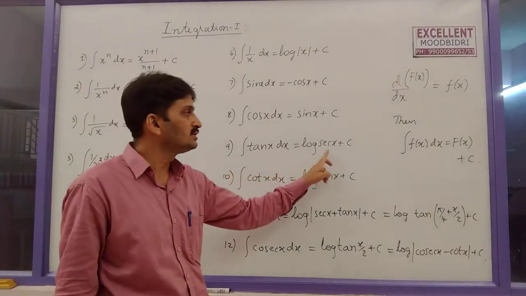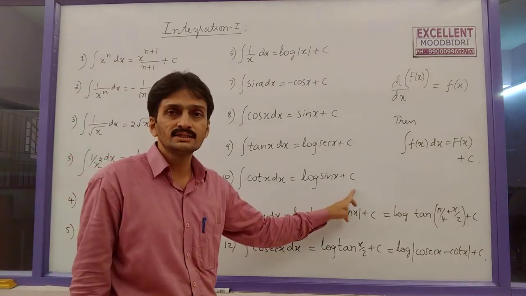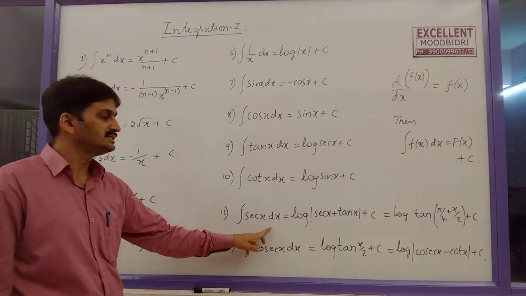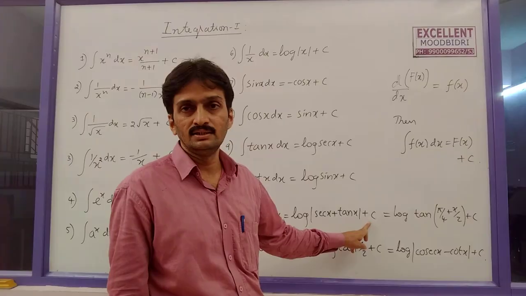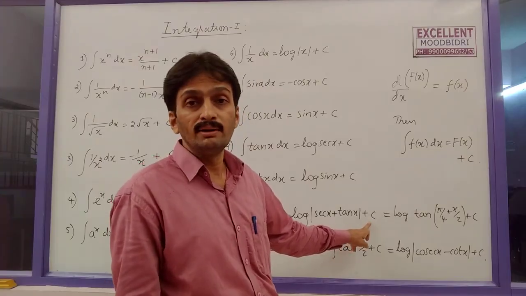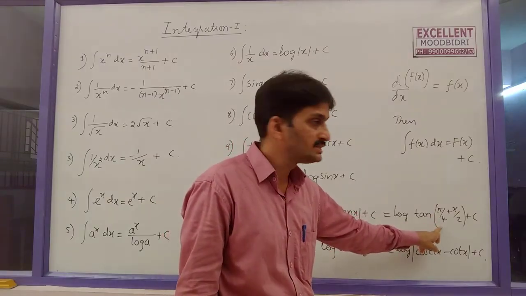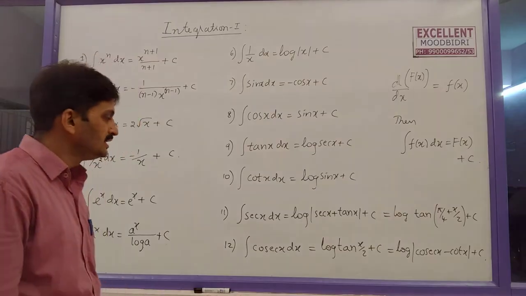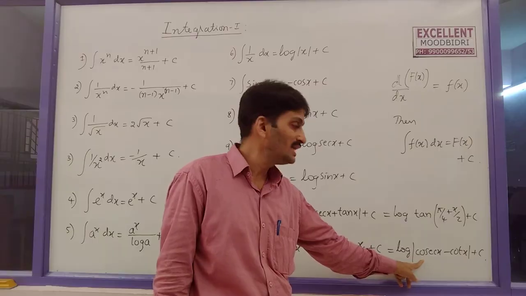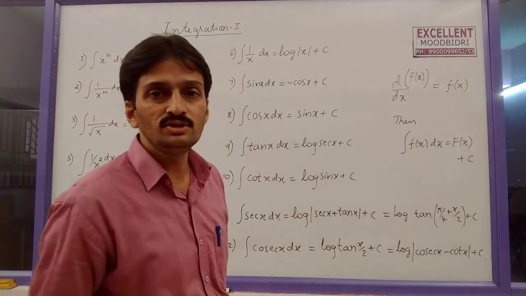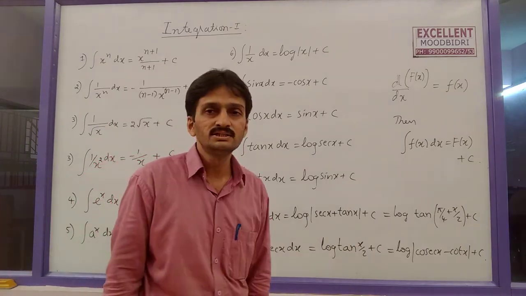Integration of tan x is log secant x plus c. Integration of cot x dx is log of sin x plus c. Integration of secant x dx is log of mod secant x plus tan x plus c. But for CET you have to remember one more integral, log of tan of pi by 4 plus x by 2 plus c. Next, integration of cosecant x dx. I think you are familiar with this one, log cosecant x minus cot x plus c. But for CET you should remember one more integral, that is log tan x by 2 plus c.